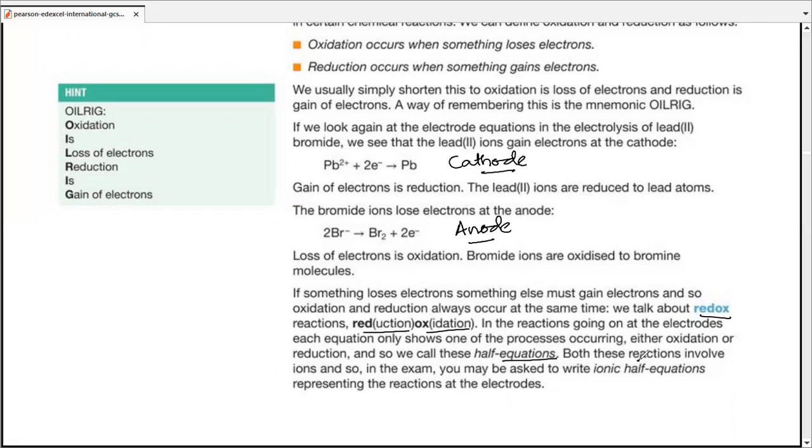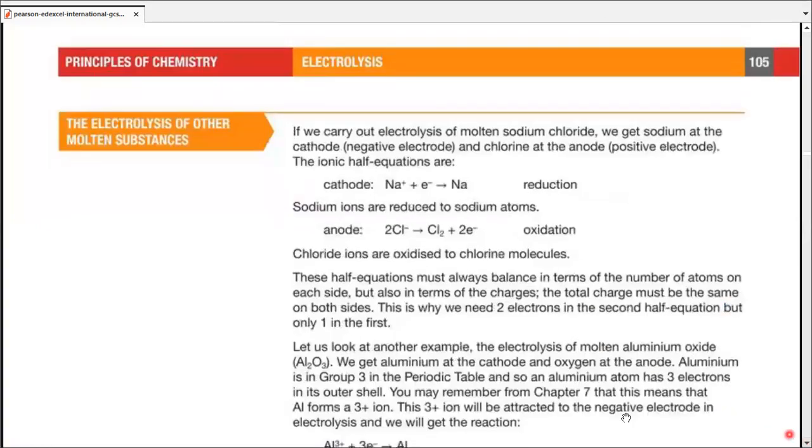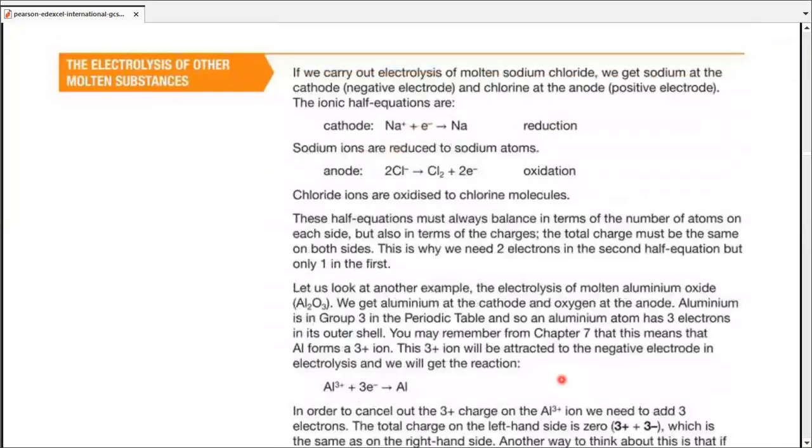In every electrolysis, half equations are involved, so you'll be asked to write ionic half equations representing the reactions that are occurring at the electrodes. This is one of the most common questions of electrolysis. You're supposed to write the half equations for different substances.